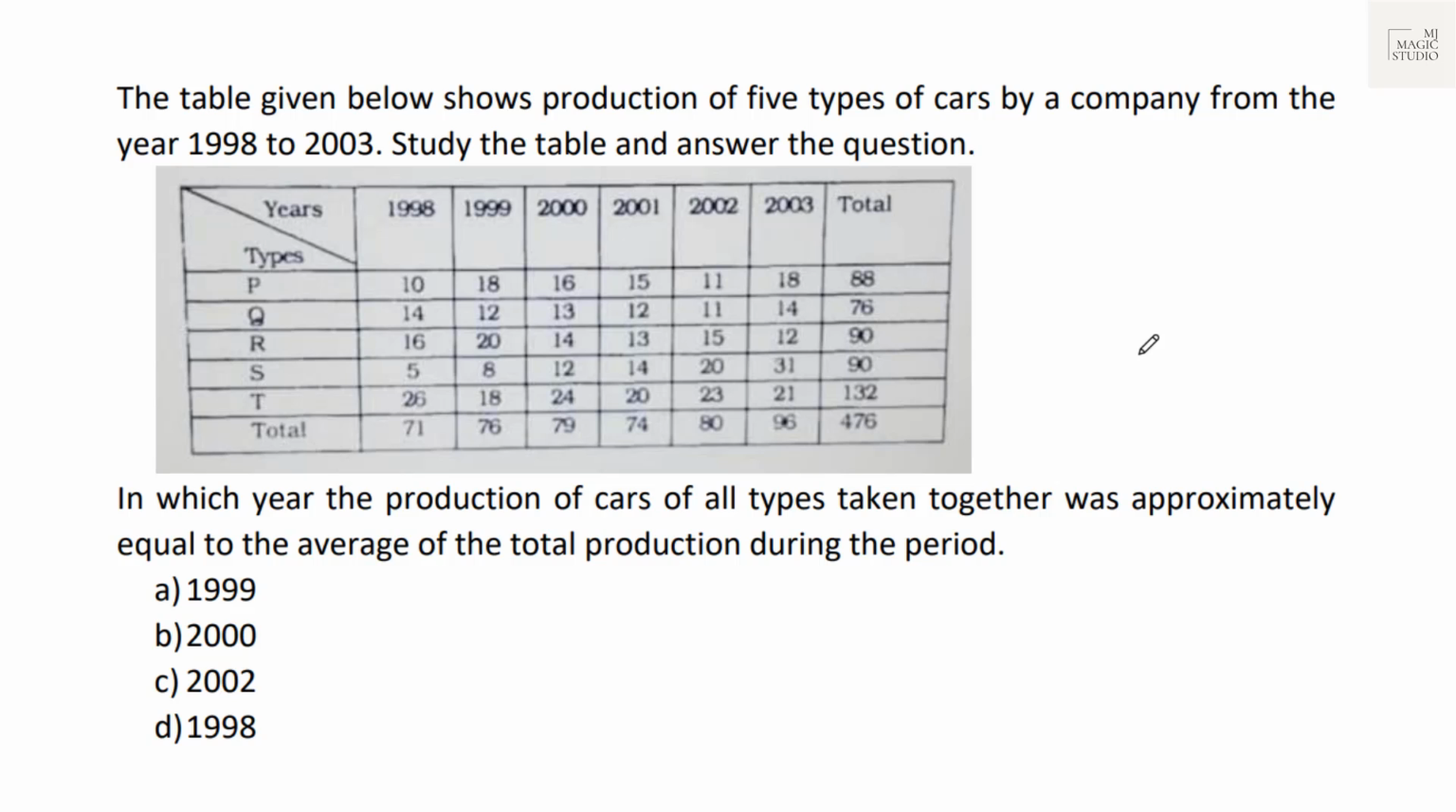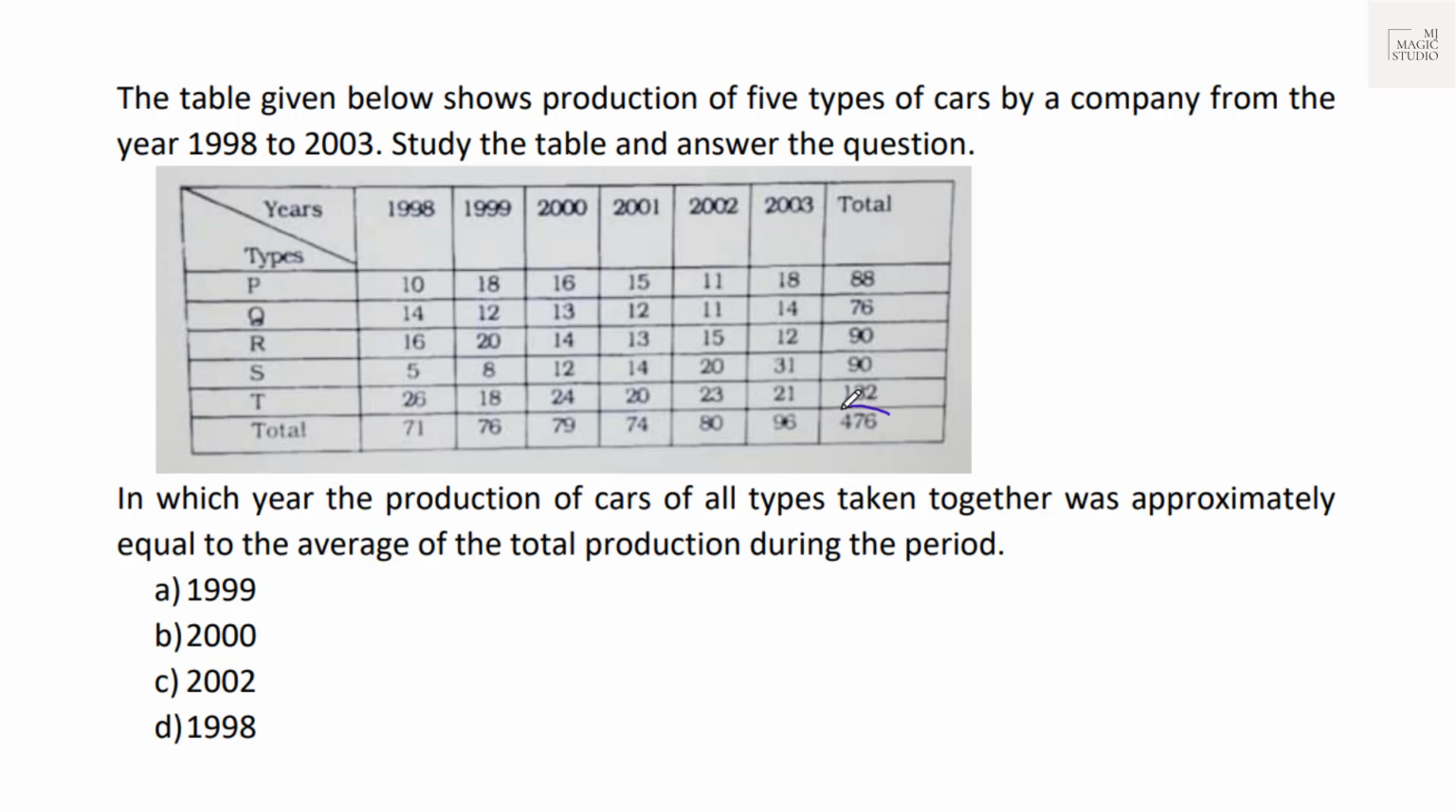Now one or two questions you may get from data interpretation. I think one only out of those 10. So this was one of them. A table given shows production of 5 different types of car by a company from 98 to 2003. Study the table. In which year the production of cars of all types taken together was approximately equal to the average of the total production during the period?